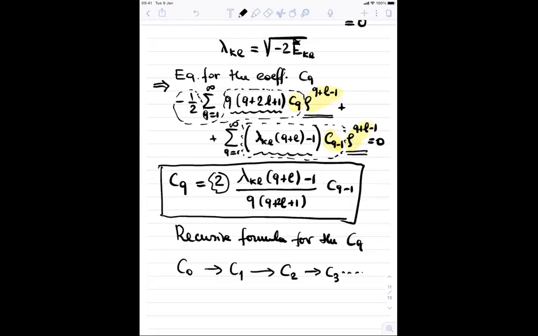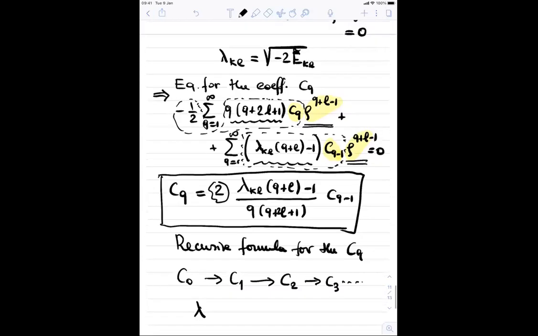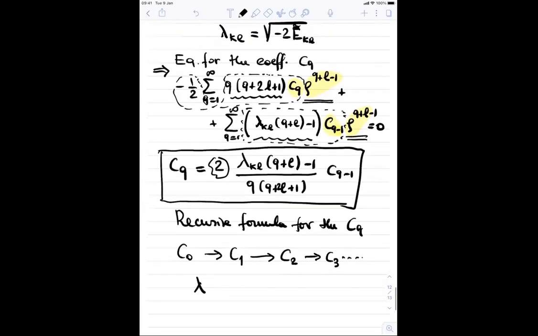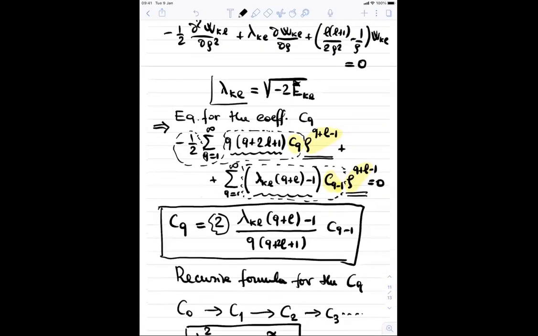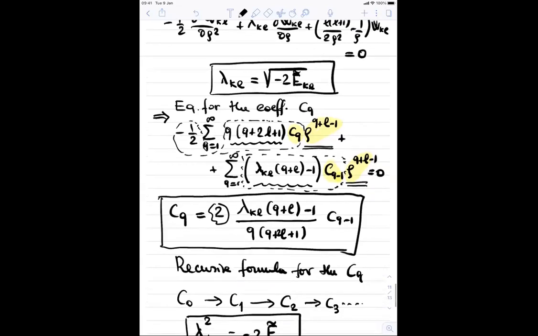But at this point, remember that lambda is actually related to the energy. Lambda squared is equal to minus twice the energy. Remember this expression that is essentially given here. Again, it is inside the algebra, so it's well hidden.